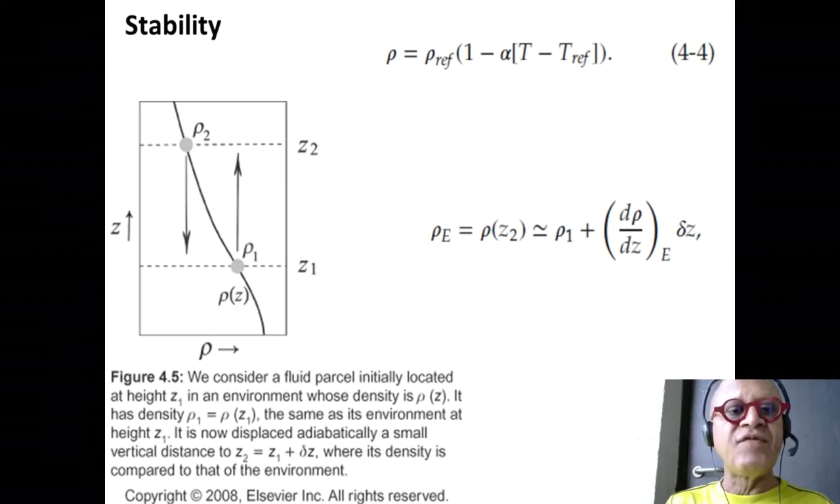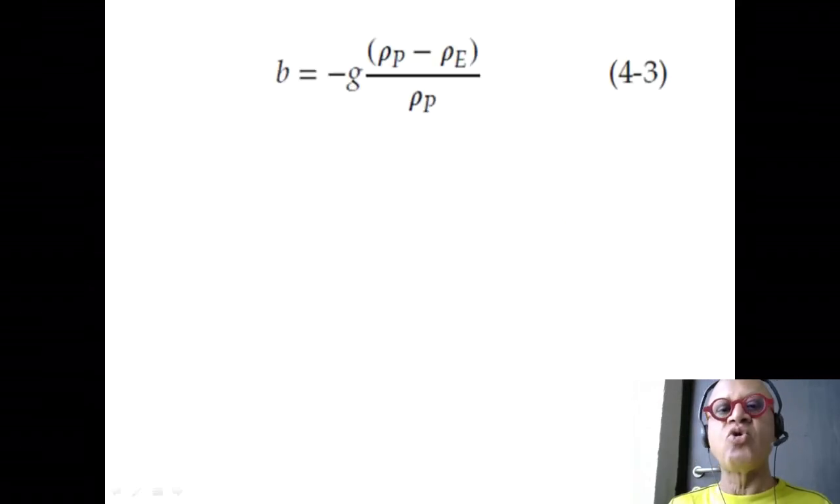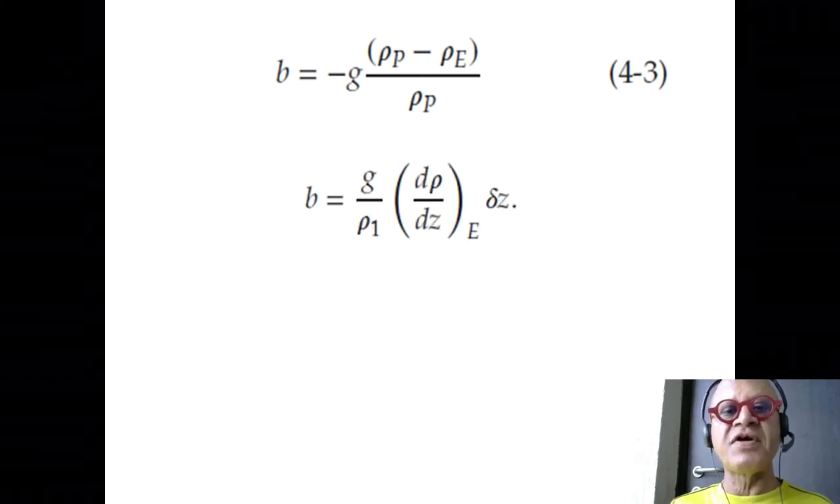So the environmental density here is lower than the environmental density here because d rho dz is negative, so density decreases as you go up, as we see in this figure. So let's go back to our buoyancy, which is minus g times (rho p minus rho e) divided by rho p. So at z1, b is g over rho 1 times d rho dz. So this we can replace with d rho dz because d rho dz times delta z is this density difference.